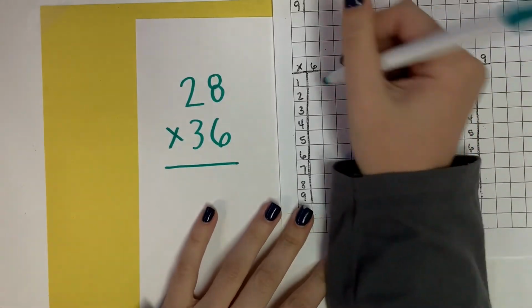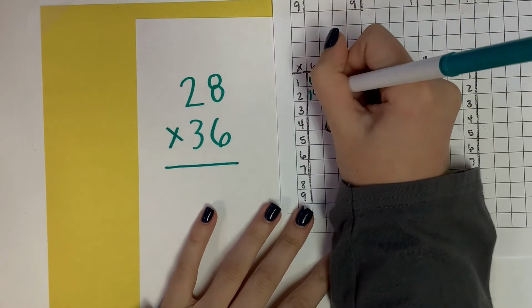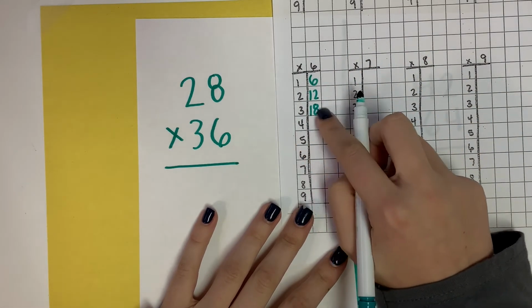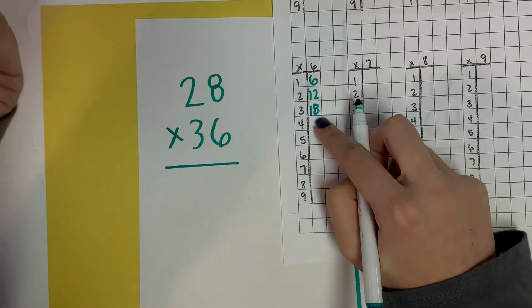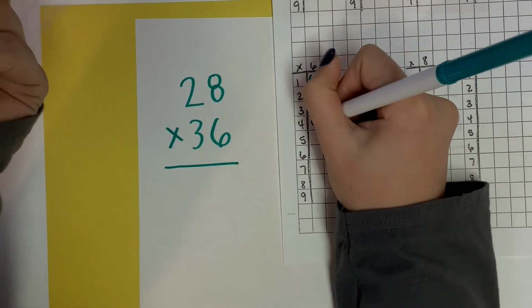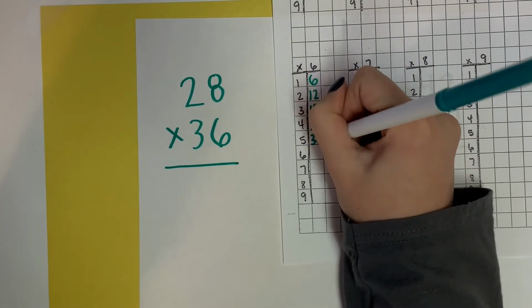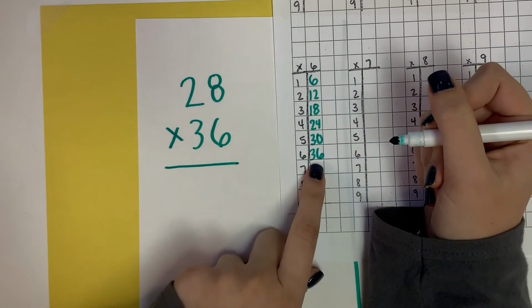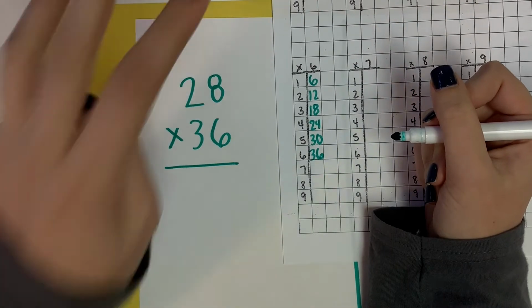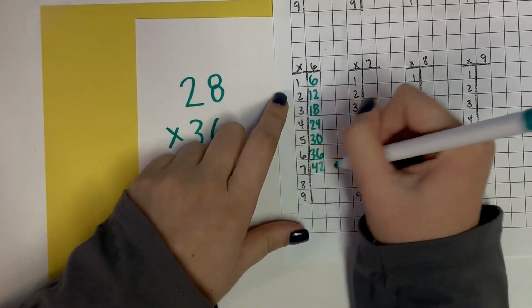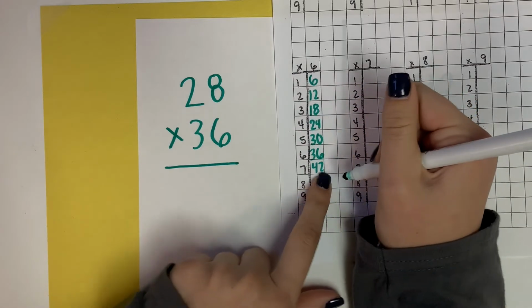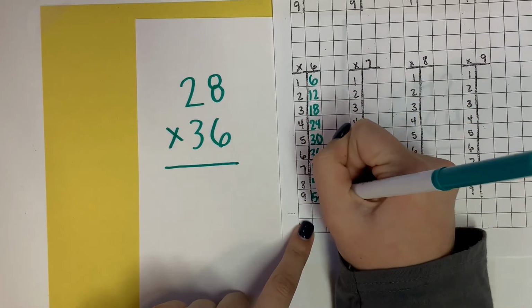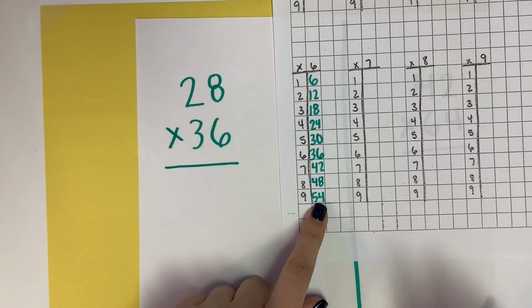I know 6 times 1 is 6. 6 times 2 is 12. 6 times 3 is 18. I don't know 6 times 4. I can add 6 to 18. So 18, 19, 20, 21, 22, 23, 24. I know 6 times 5 is 30. I know 6 times 6 is 36. I don't know 6 times 7, so I'm going to add 6 to 36. 37, 38, 39, 40, 41, 42. 6 times 8, 42 plus 6, 48. 6 times 9, I know that's 54. That's right, because it's 6 away from 60.